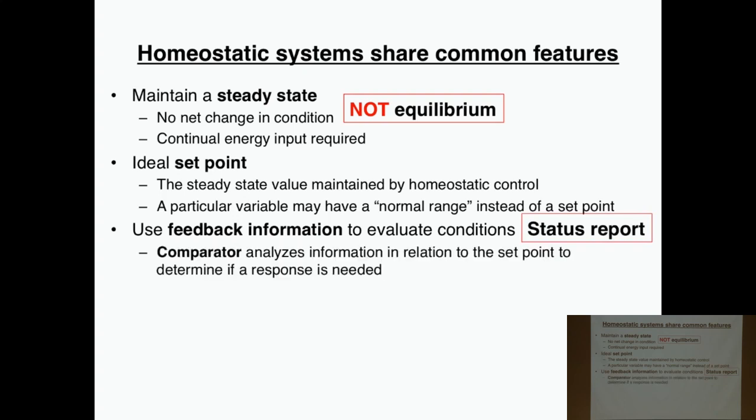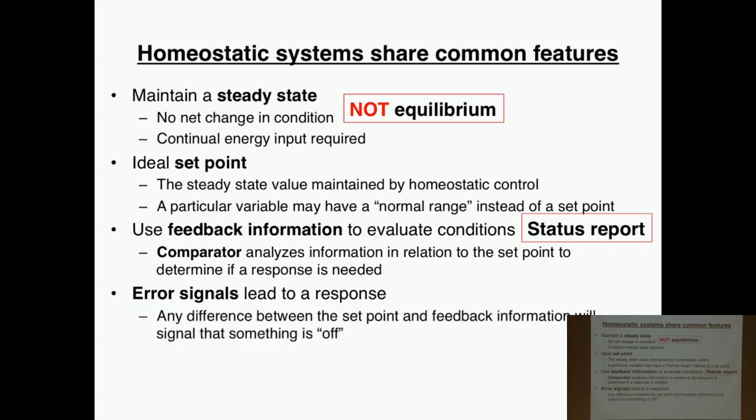And so with this feedback information, each system is going to have a comparator that's responsible for analyzing that feedback information in relation to the set point to determine if a response is needed. And a response is going to be necessary if that feedback information tells the body that you've deviated from the set point. That's what's considered an error signal, which leads to a response. So an error signal is just a difference between the set point and feedback information, or it gets triggered when you get outside the normal range.